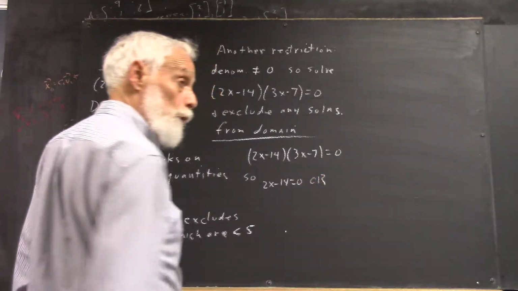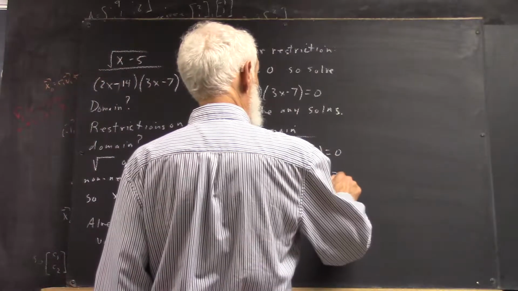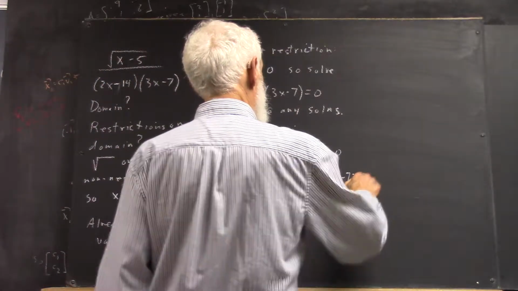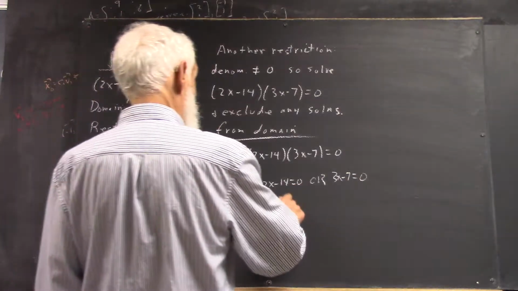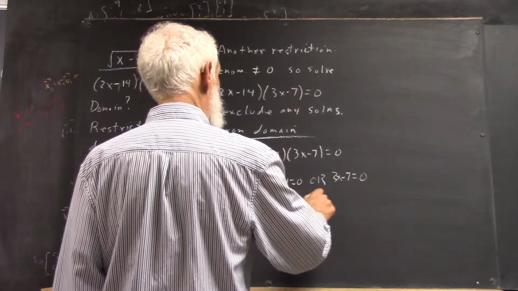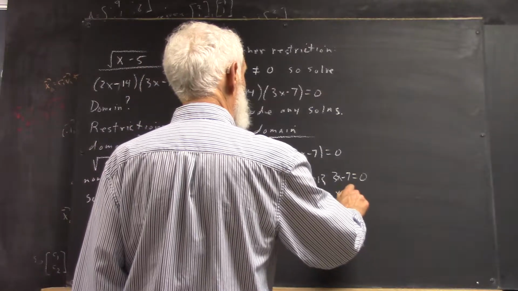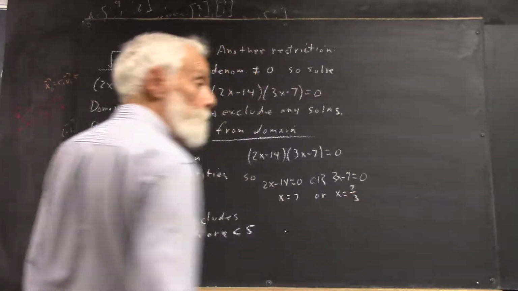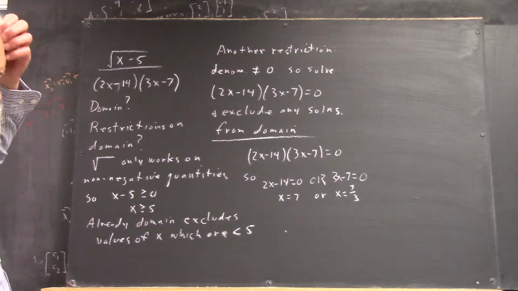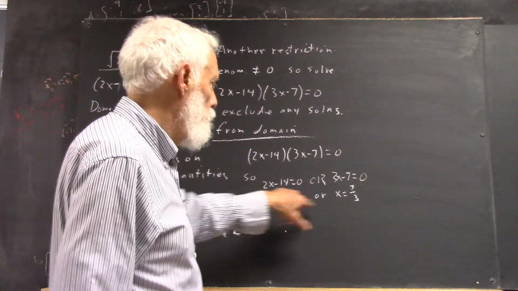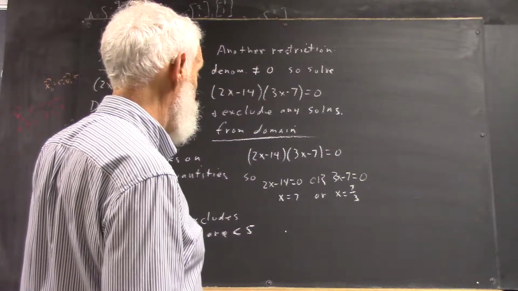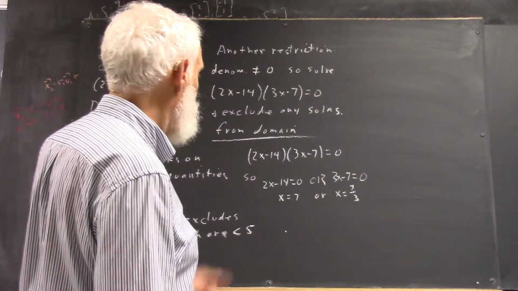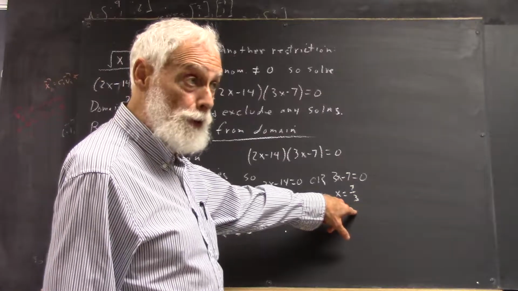So 2x minus 14 is 0, or 3x minus 7 is 0, right? Well, easy to solve this. This tells you x equals 7, or x equals 7/3. Okay? So you have to exclude 7 and 7/3. We have to exclude 7 and 7/3 from the domain, right?